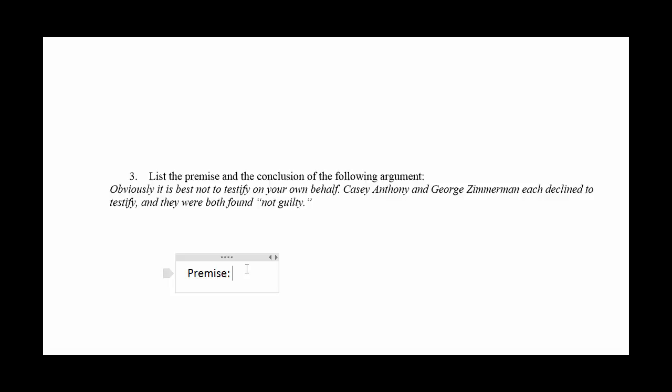So here we go. Obviously, it is best not to testify on your own behalf. Casey Anthony and George Zimmerman each declined to testify, and they were both found not guilty. Okay, so after reading that, what do you think they're trying to get us to understand? What are they trying to suggest?